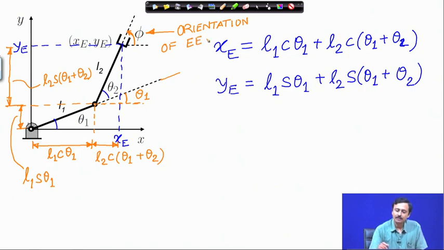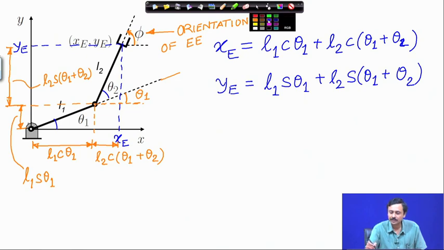So, the orientation of the end effector, that angle I am measuring again from the x axis, from the horizontal axis, and phi is that angle of orientation. This might be required when, for example, the robot is going and trying to grasp at a certain angle. So, the orientation at which it grasps might be of importance. We might want to know that angle.